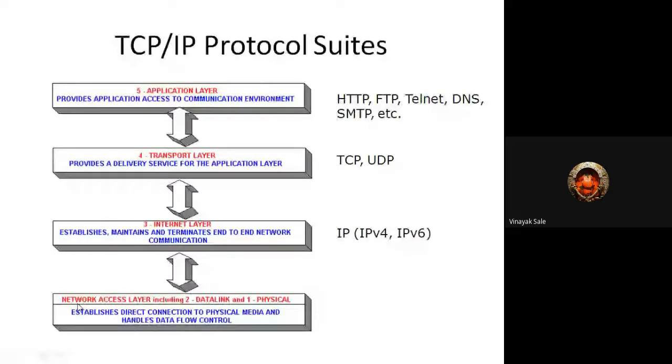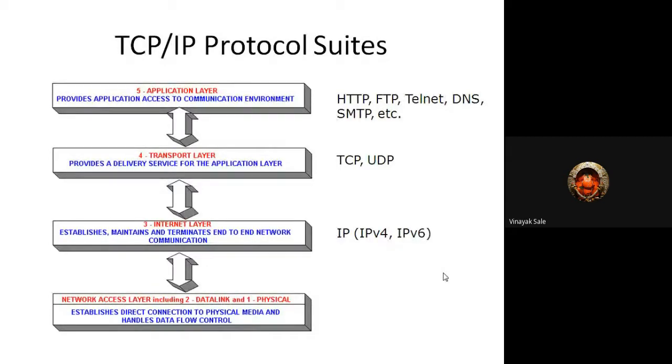See the bottom part. First is physical and second is data link. These two layers are combined as host to network, and this layer is known as the network access layer. Second is the internet layer. It establishes, maintains and transmits end-to-end network communication, that is IP. There are two IPs, IP version 4 and IP version 6. These are used in wireless as well as wired communication.